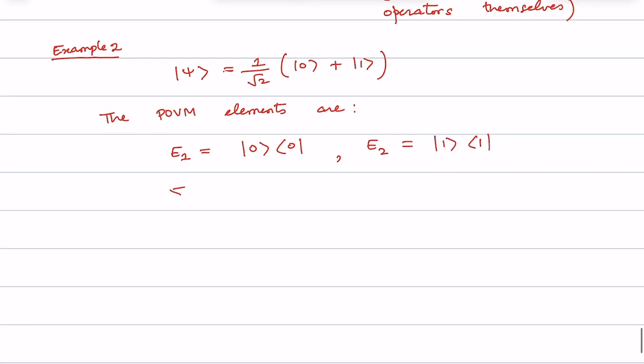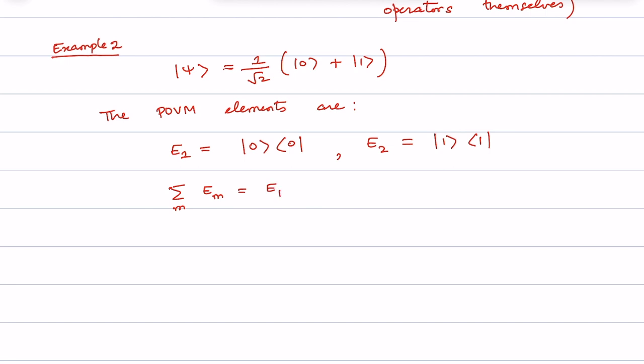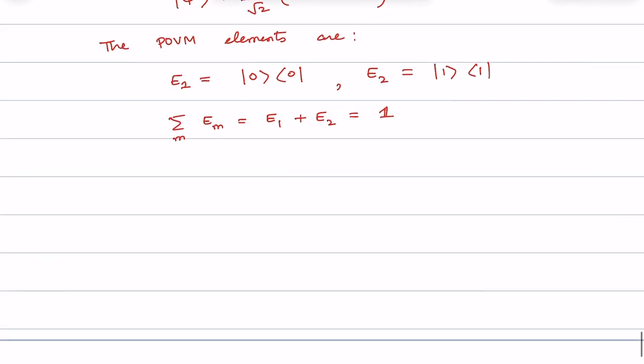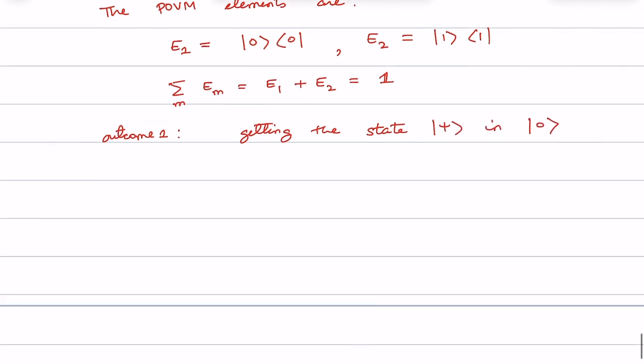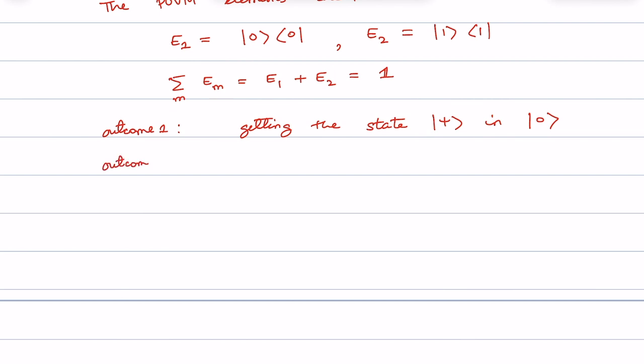And it's very clear that the sum over all these projectors, which is basically E1 plus E2, should be equal to the identity, right? And there are two outcomes of the measurement. The first outcome is getting the qubit state |ψ⟩ in the state |0⟩. And the second outcome, outcome number two, is getting the state |ψ⟩ in |1⟩.